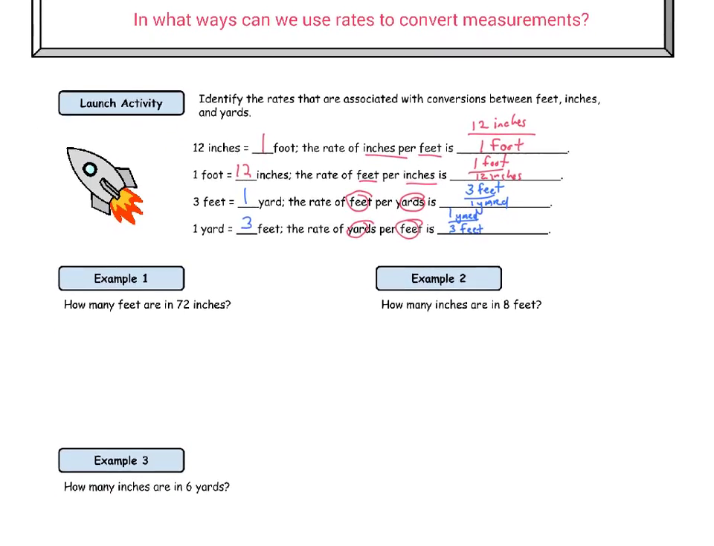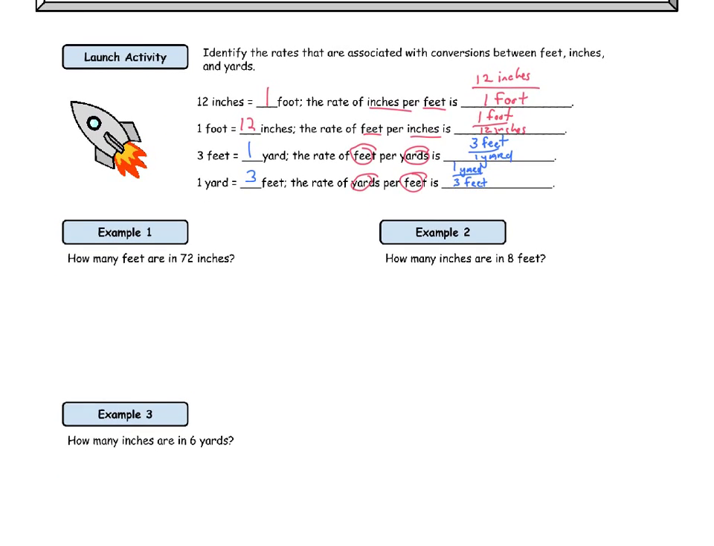So let's move down to example number 1. It says, how many feet are in 72 inches? We have the information of 72 inches. We want to get feet. So if we have 72 inches, and I would like to write the labels, and I'll show you why, I can put that over 1.